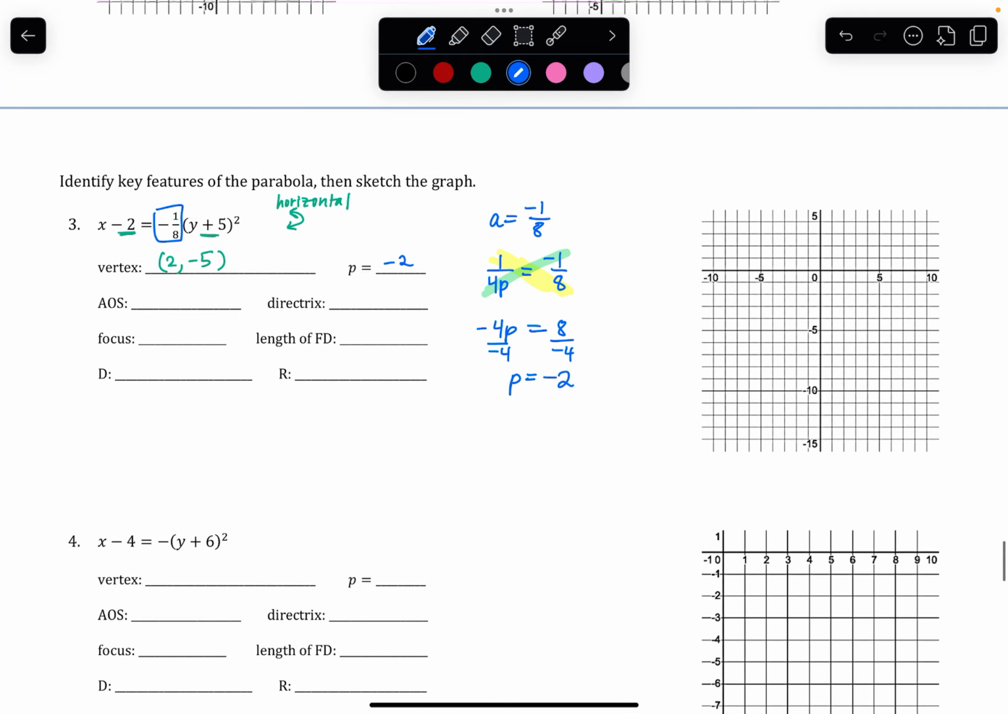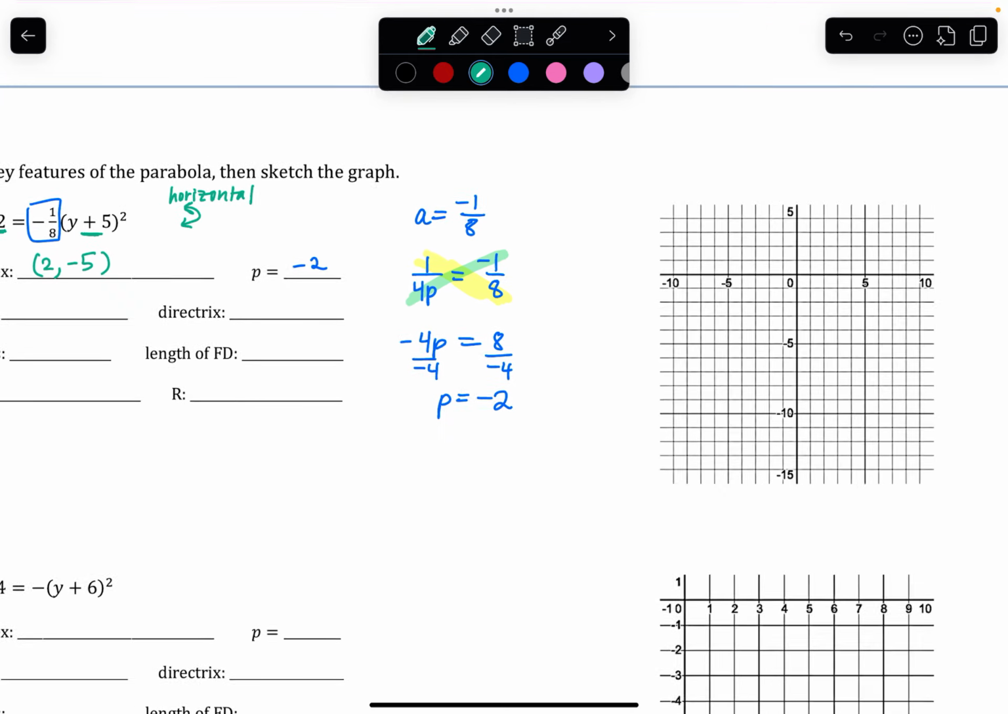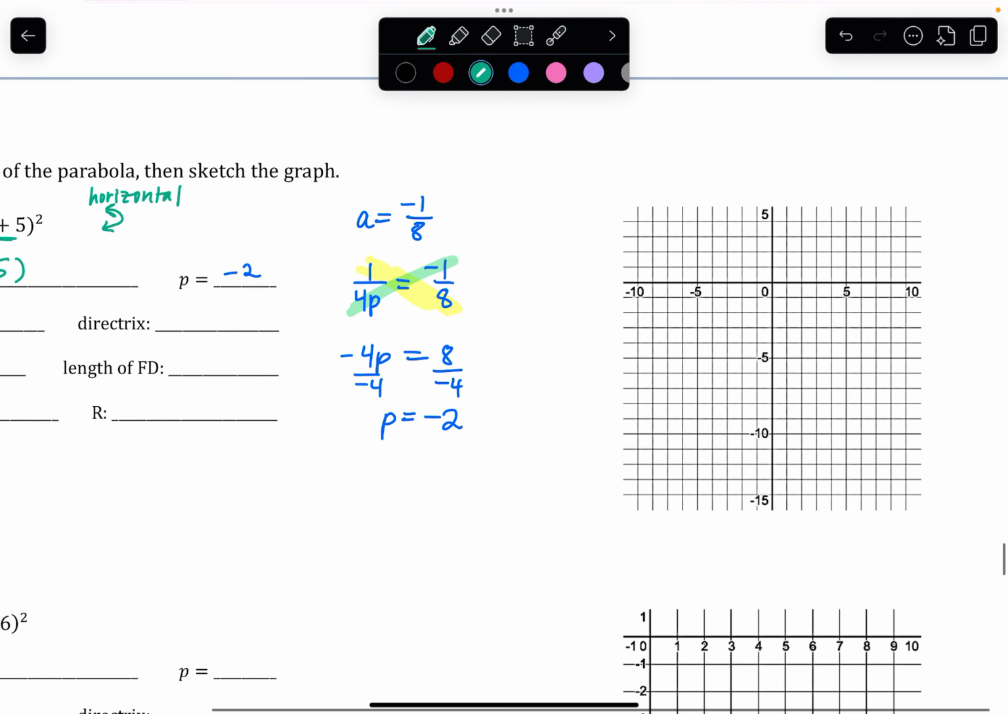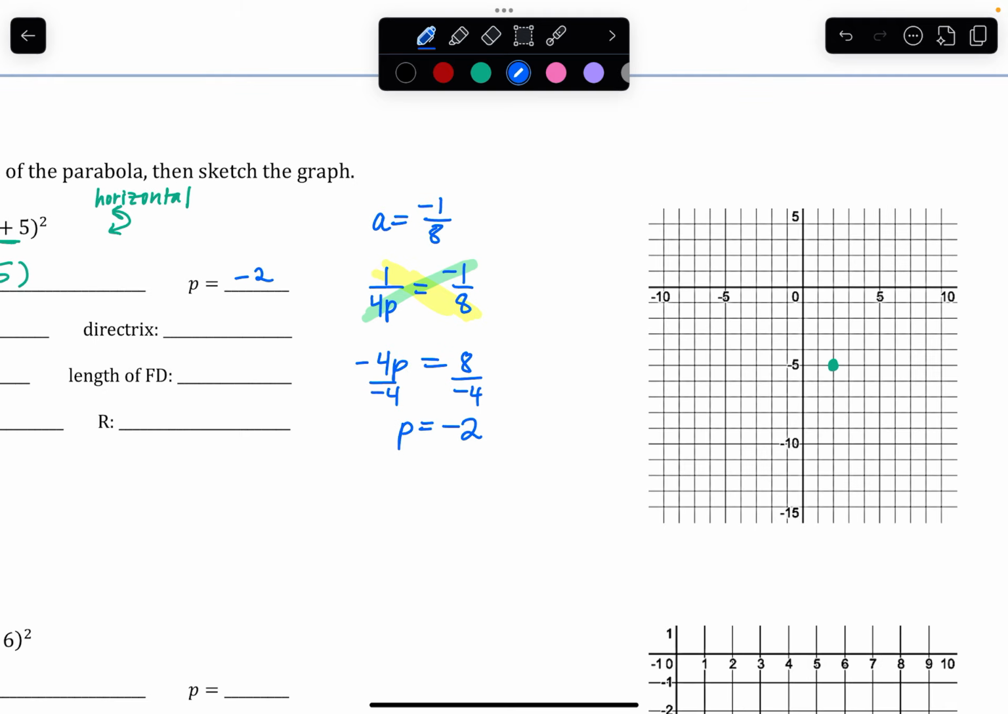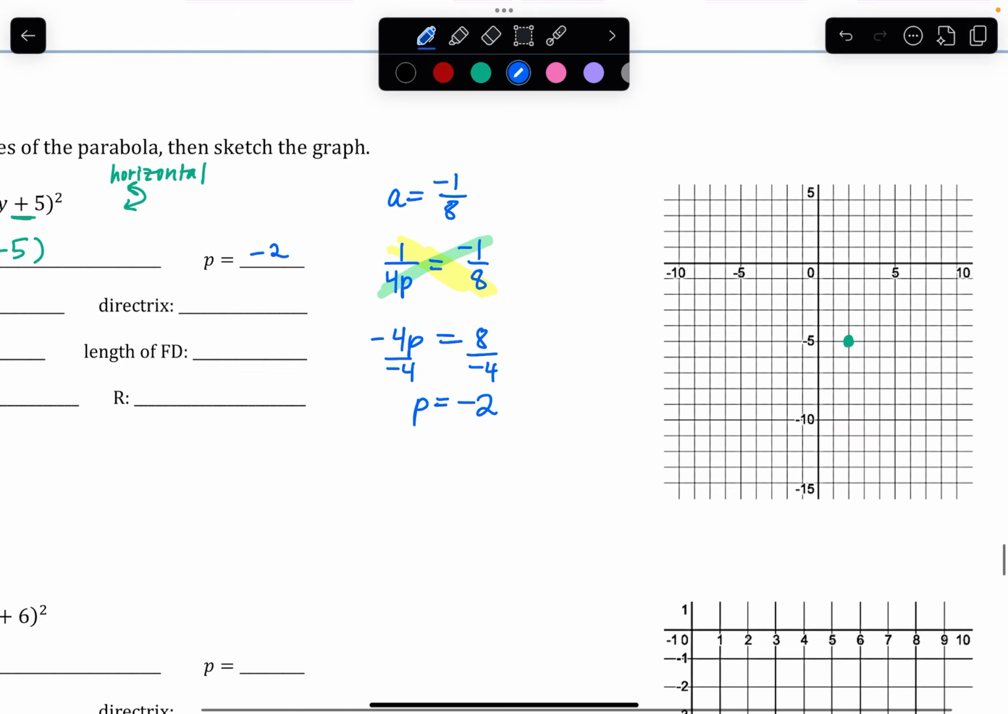Okay, and so we can start making our graph. We have a vertex at (2, -5). And then the p-value is -2. And because this is horizontal, usually for vertical, we would go down 2 to get to the focus. But this time, we want to go left 2 to get to our focus. Negative for horizontal is to the left. And then our directrix would be the opposite direction.